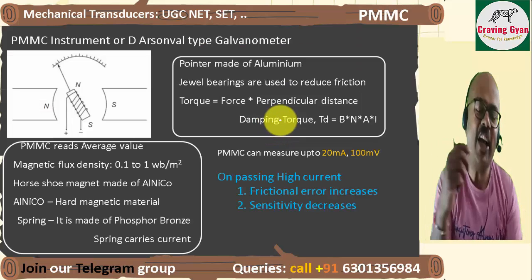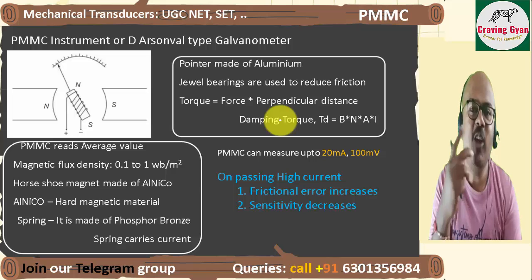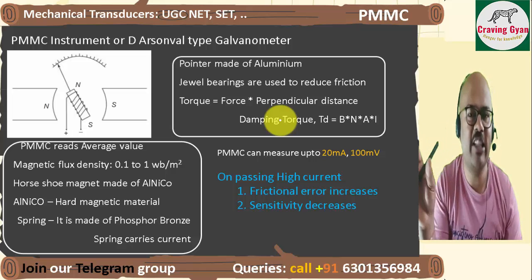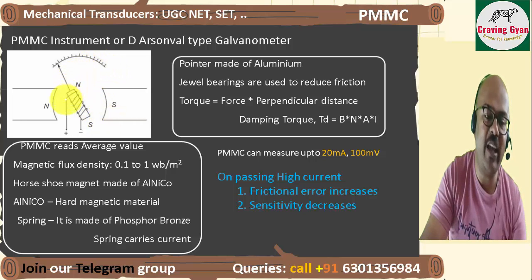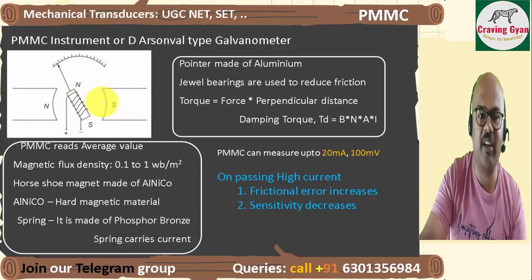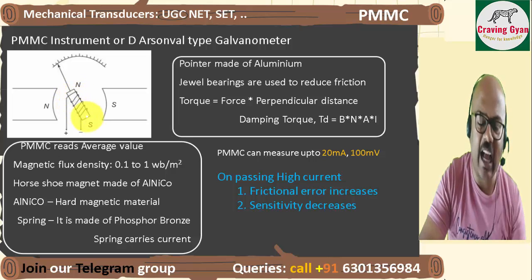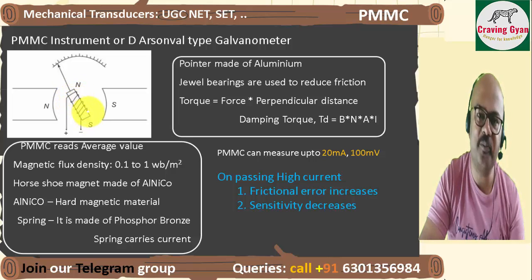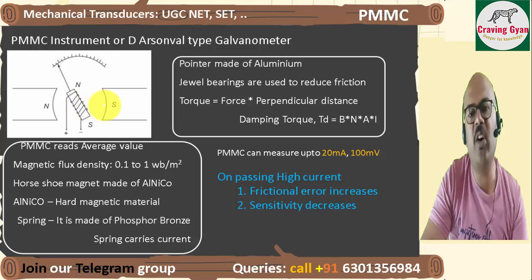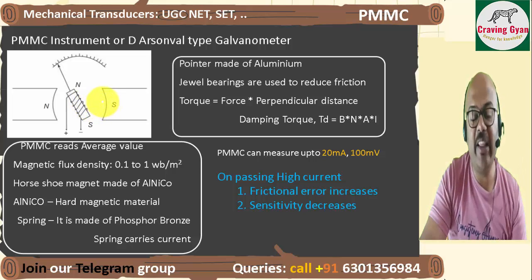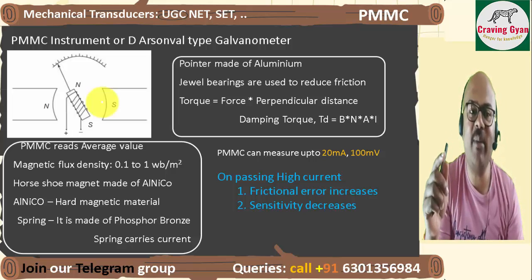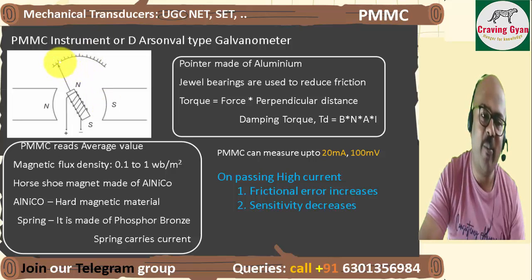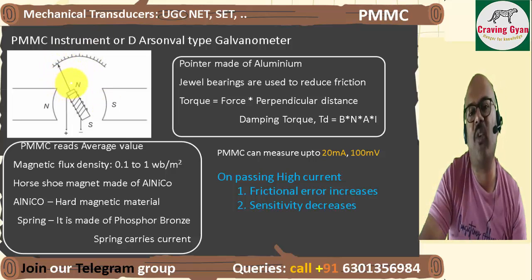Now let us try to analyze a PMMC. You will have a horseshoe magnet at the sides, and here you will have the needle movement. Here the actual moving part is a spring. The spring is the one which is going to carry the current. When there is a cut in the spring, no current will flow, and at that time the pointer will be at the minimum position only.